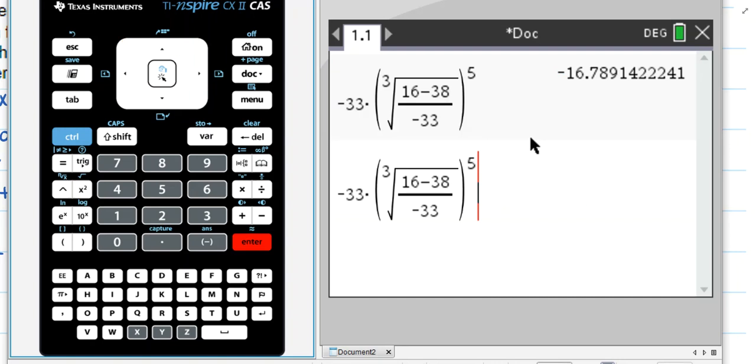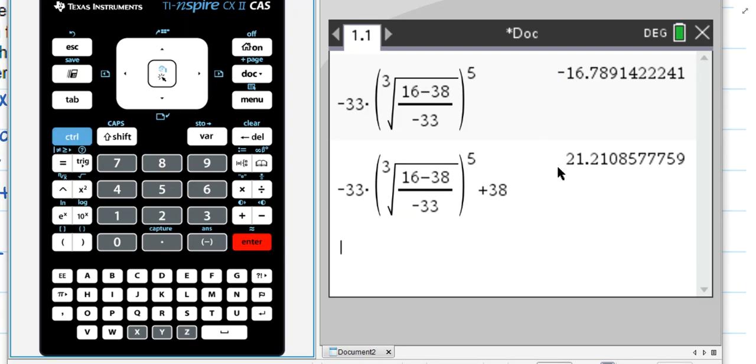So I'll copy that down from before by simply highlighting it and pressing enter. Now to that I will add 38, and we'll try this one more time. And our T value, or X value in this case, the time needed in order to reach that temperature, strike that, let me say that again. After 5 minutes, the thermometer should read 21.2109 degrees.